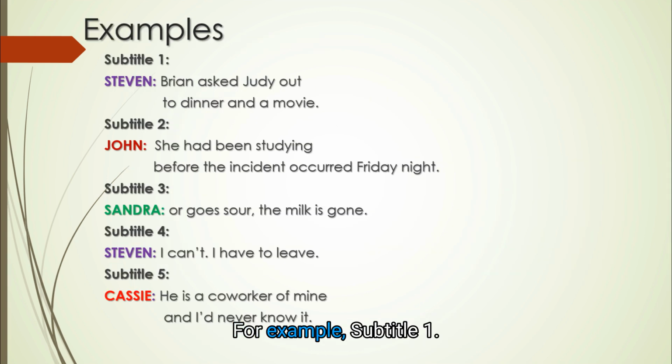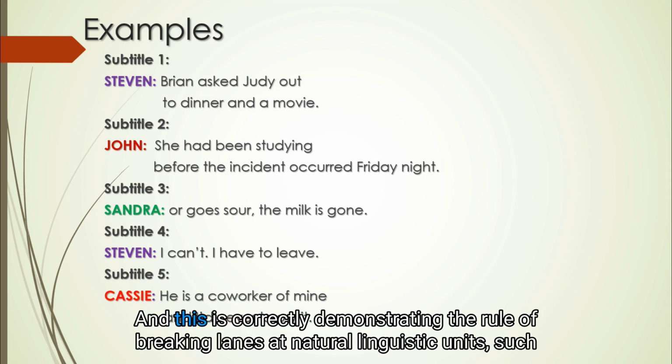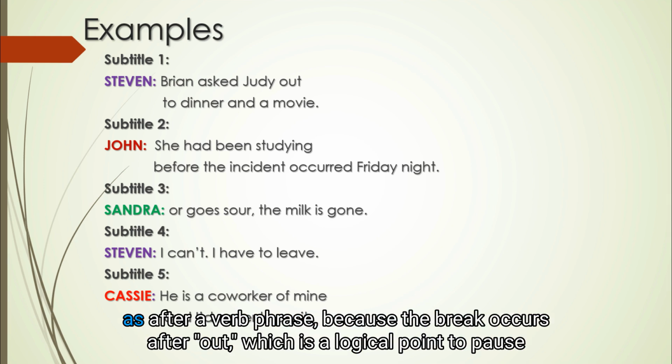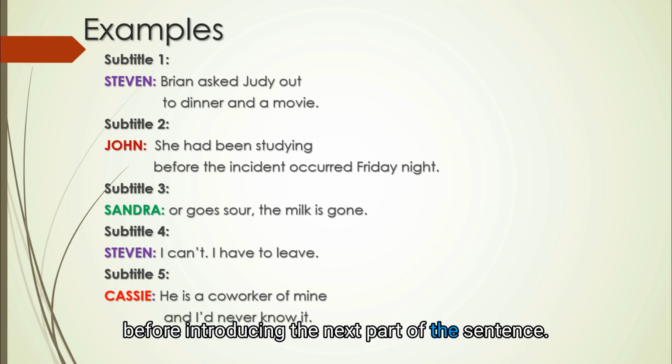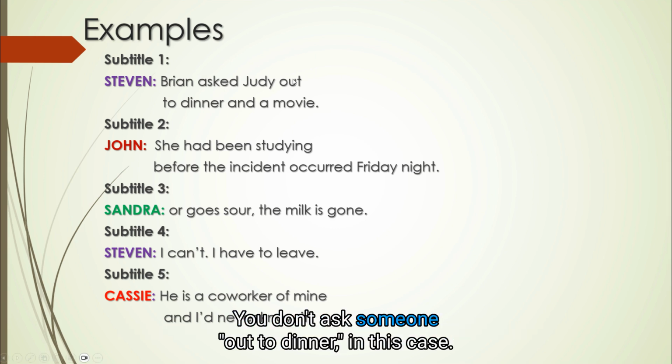For example, subtitle 1: Brian asked Judy out, next line, to dinner and a movie. This correctly demonstrates the rule of breaking lines at natural linguistic units, such as after a verb phrase, because the break occurs after out, which is a logical point to pause before introducing the next part of the sentence. Because you ask someone out, you don't ask someone out to dinner in this case.